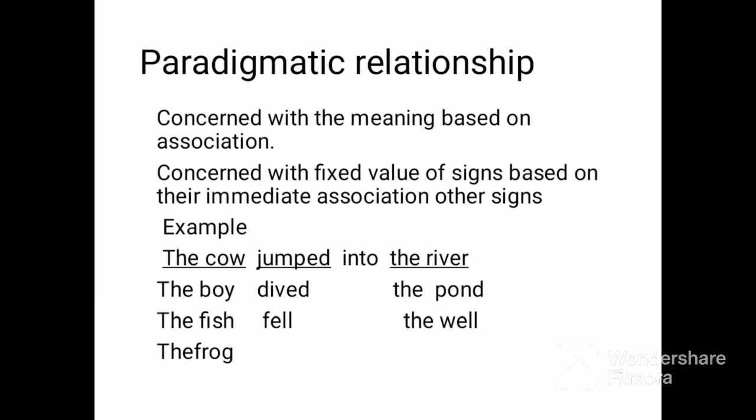Next one is the paradigmatic relationship. It is concerned with meaning based on association, concerned with the fixed value of signs based on their immediate association with other signs. An example is: the cow jumped into the river. The cow can be replaced by the boy, the fish, the frog. Likewise, jumped can be replaced by died, fell, and the river can be replaced by the pond, the well.